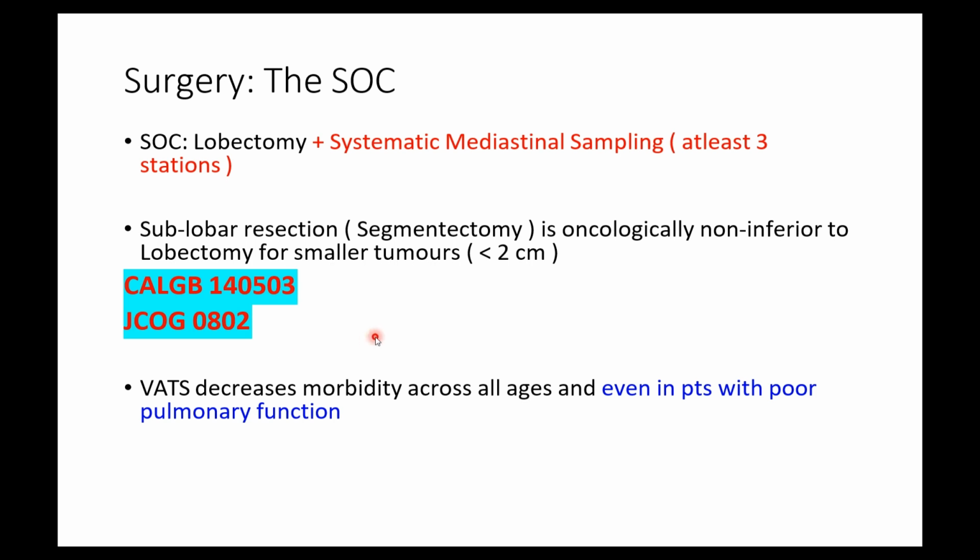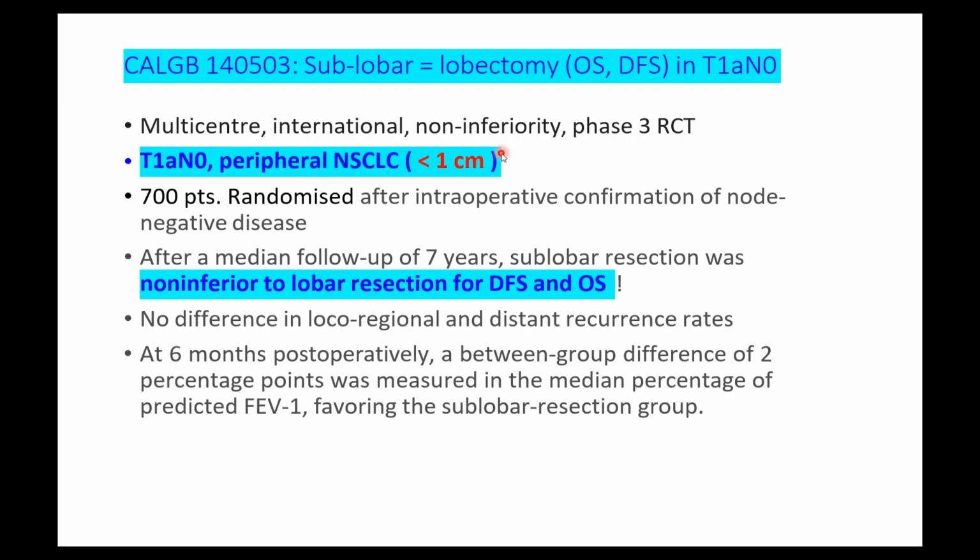Now, interestingly, last year, two very large RCTs were published, CALGB 140503 and JCOG 0802. They were widely talked about. Earlier, patients with prior pulmonary comorbid conditions which would affect pulmonary functions post lobectomy were treated with a segmentectomy, a sublobar resection. So these were done for unfit patients, but the oncological equivalence or non-inferiority was studied in these two trials.